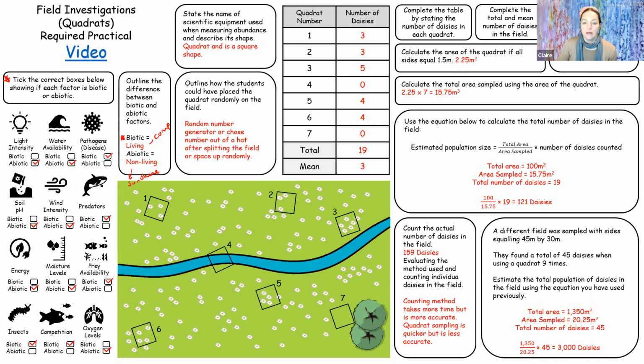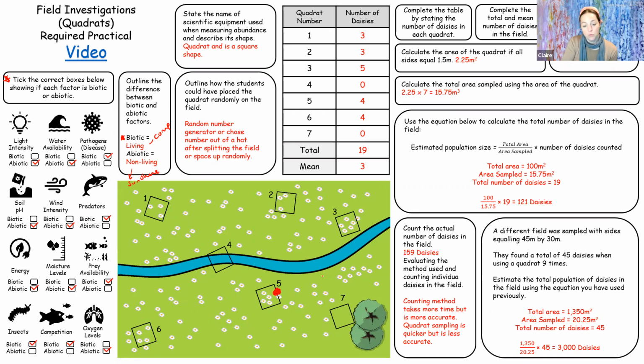Yes, so then with each quadrat, you then need to count however many daisies there are. Just remember, if there's a daisy sort of half over, you still count that as one.